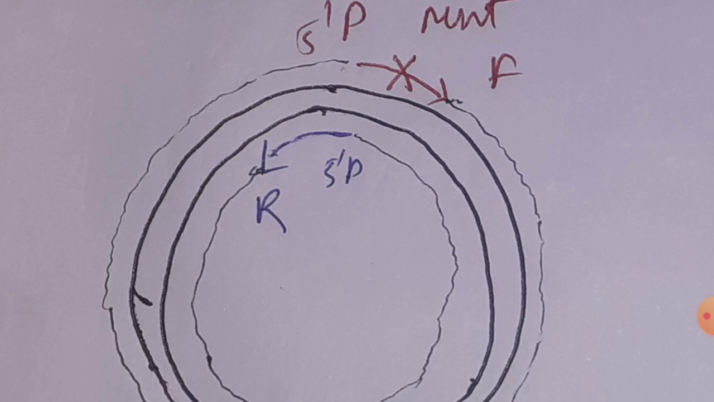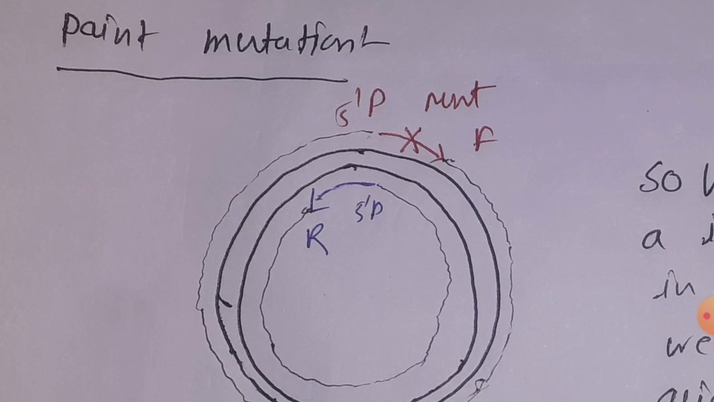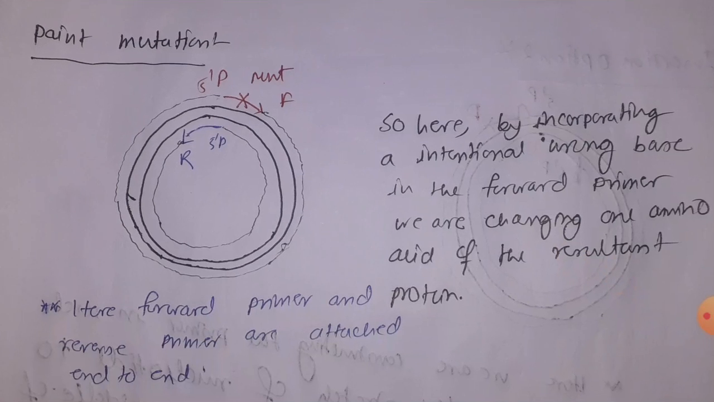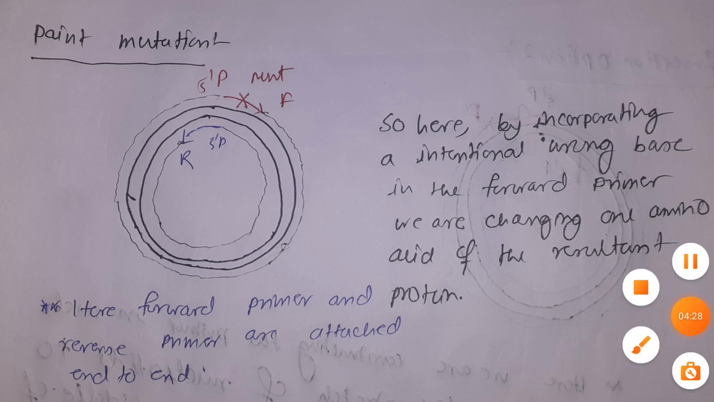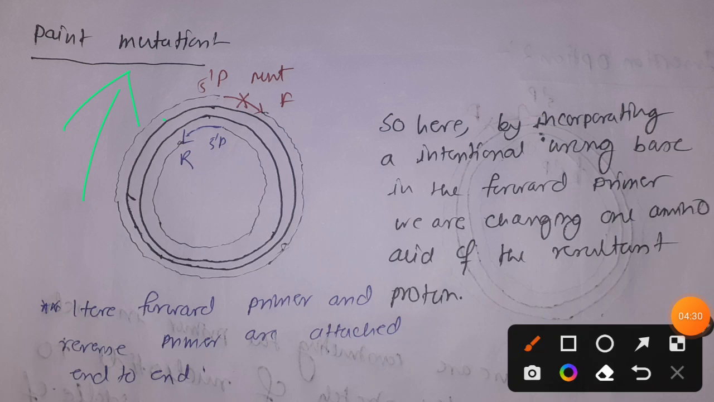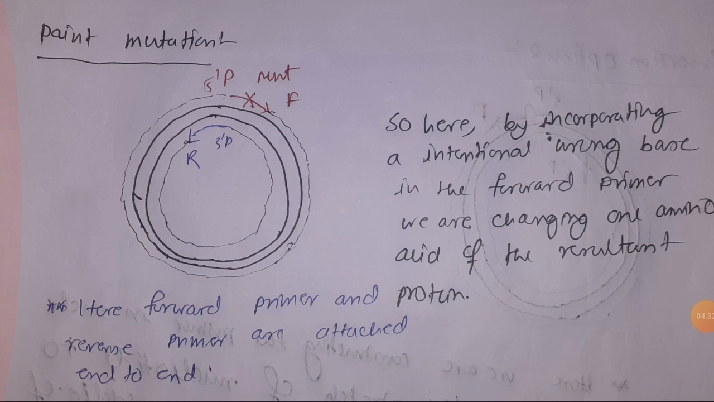So again, we are incorporating one mismatched nucleotide that will facilitate the production of a protein, which I should say is a recombinant protein, containing an amino acid of our choice in place of the normal amino acid. Okay, so that is the first kind of site directed mutagenesis, which helps us make a point mutation. Now let's move to the next slide.